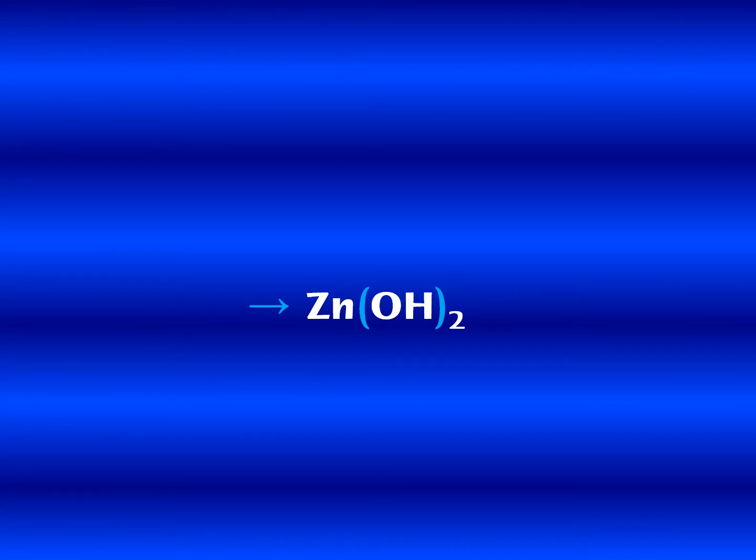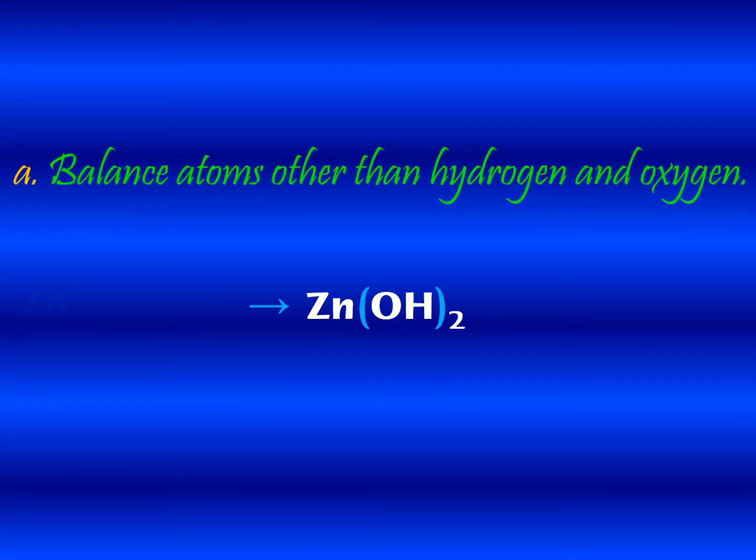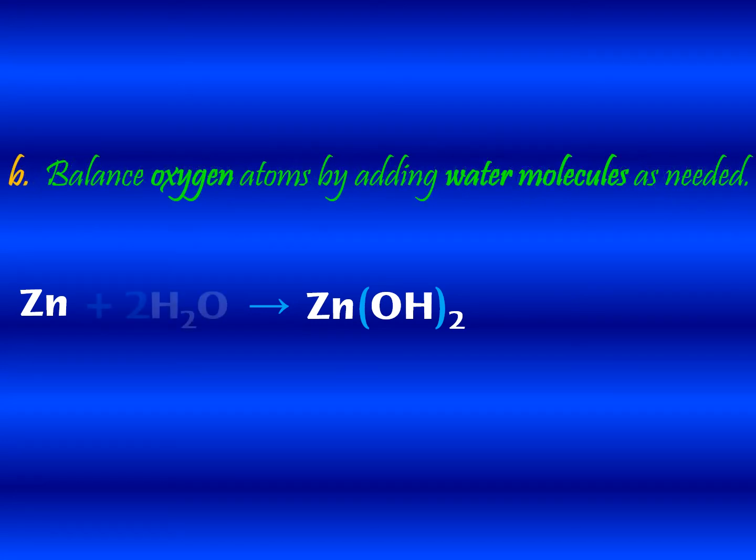Here we have one of the products, zinc hydroxide. So we have to balance the zinc. Balance any atom other than hydrogen and oxygen. Then to balance the oxygen, I can add water molecules. Well, there's 2 oxygen there. Notice how that's a polyatomic ion. So I can put 2 water molecules there.